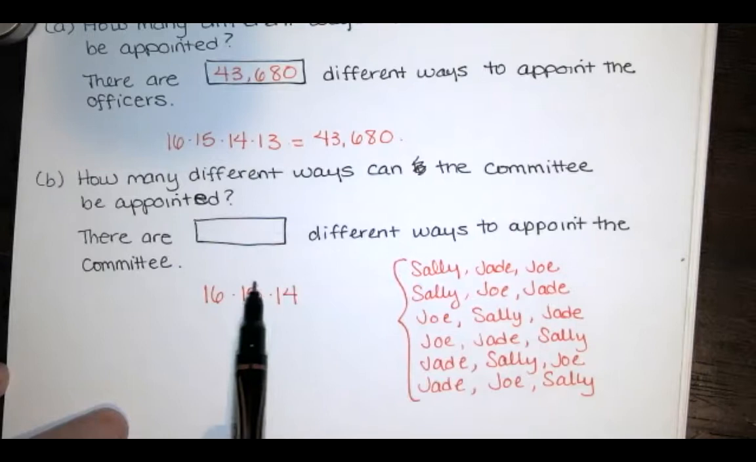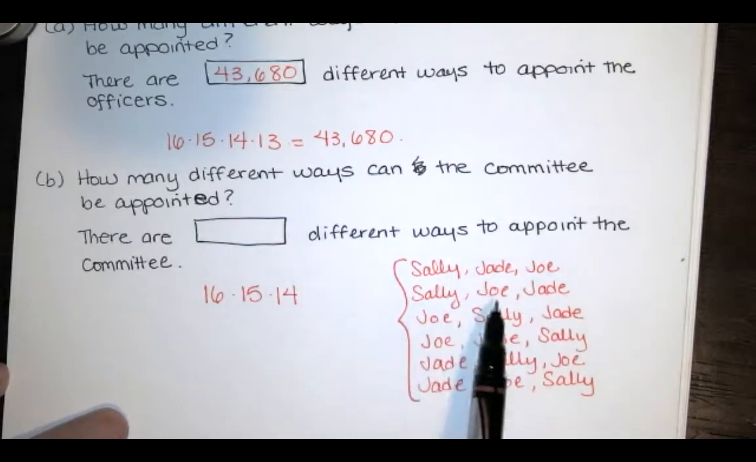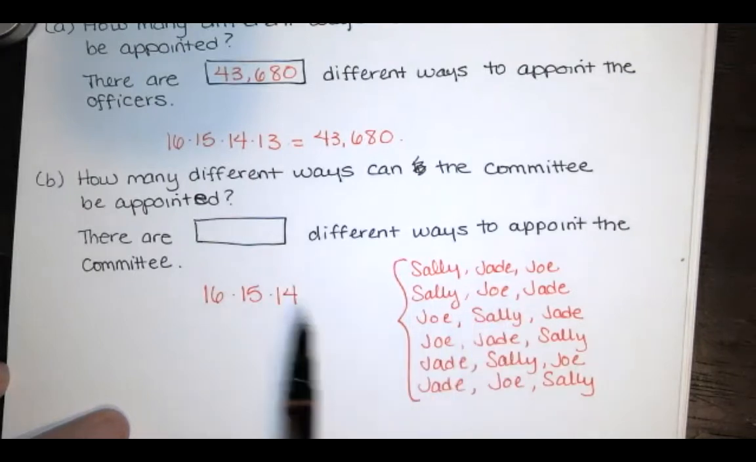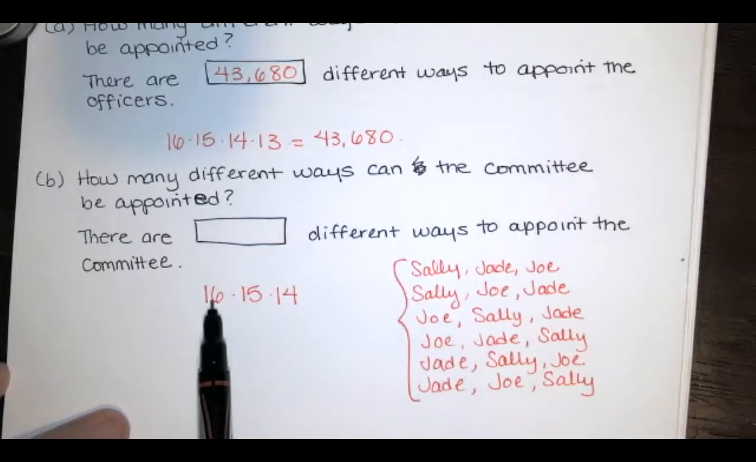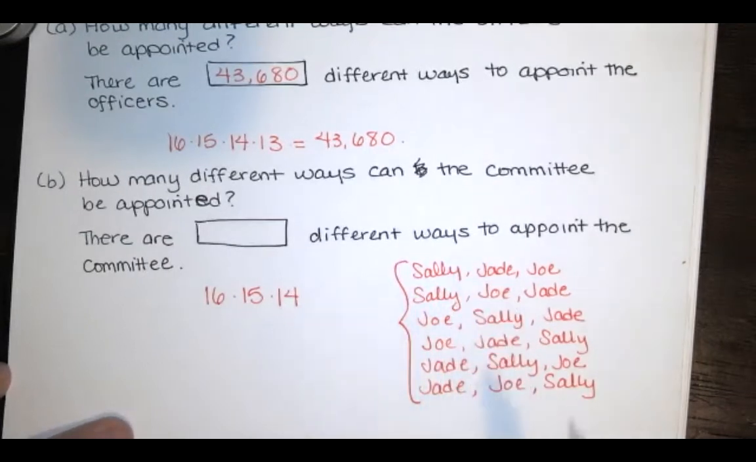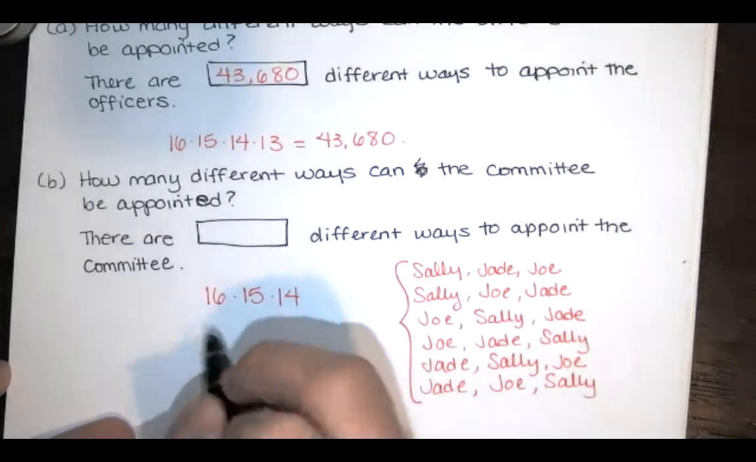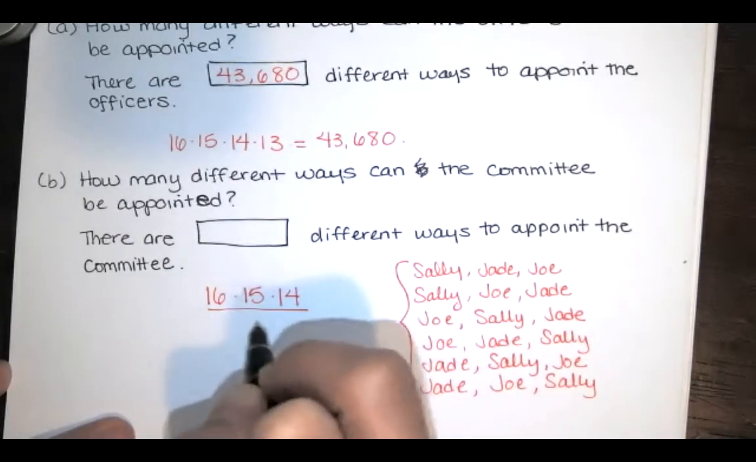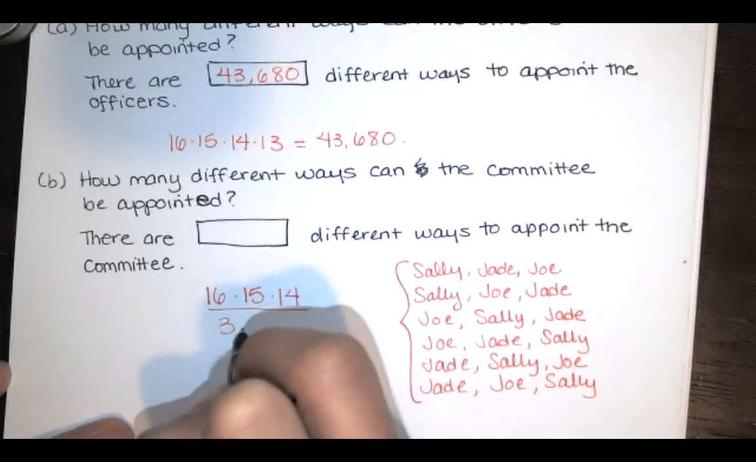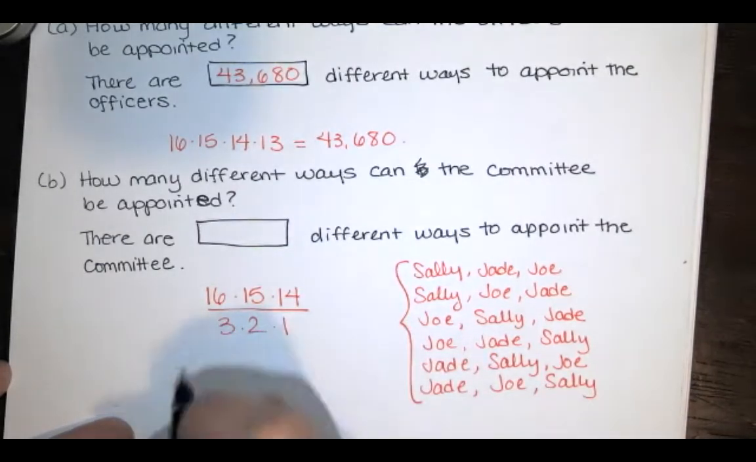So I need to divide by the number of ways that we can arrange those 3 people in order. Because I basically have 6 times as many different ways on this list than I actually have in terms of the committees. So we have to divide by the number of ways those 3 people can be arranged, which is dividing by 3 factorial. 3 times 2 times 1.